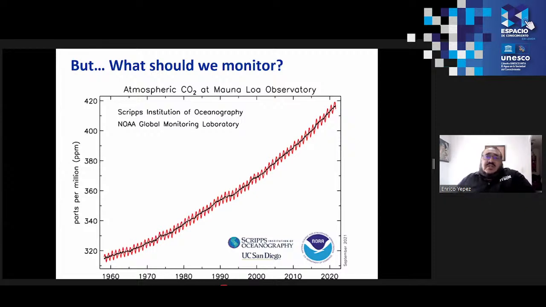But what should we monitor? Really, this is the big question. First of all, we need to monitor what we know how to measure with the least uncertainty possible, so we can understand how the system works.